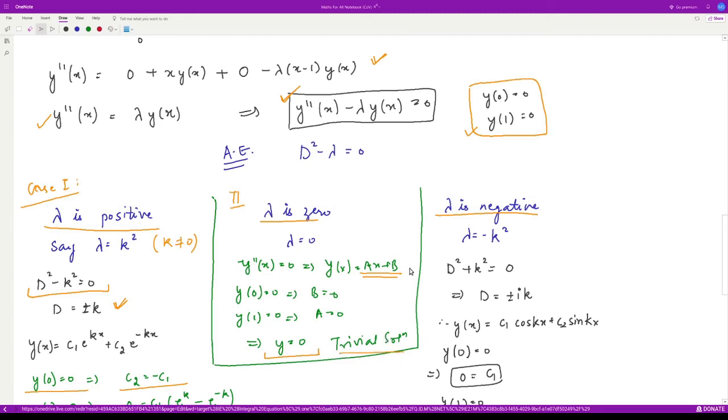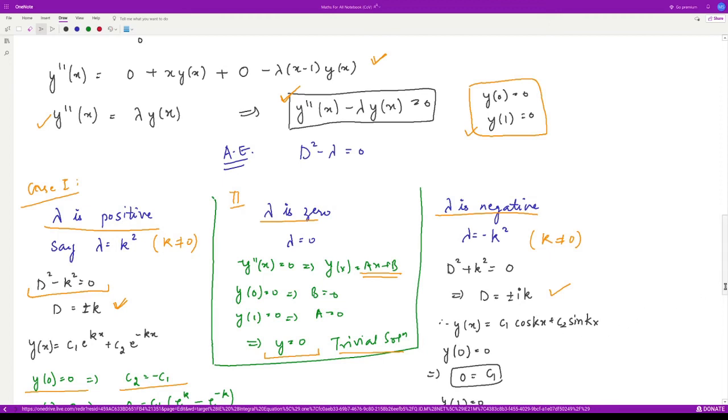Next is the case when lambda is negative. That means we take lambda to be minus k square, where k is non-zero. So our auxiliary equation in that case becomes d square minus of minus k square, that is d square plus k square is equal to 0. So we have d is equal to plus minus iota k, and the solution in this case is c1 cos kx plus c2 sin kx.